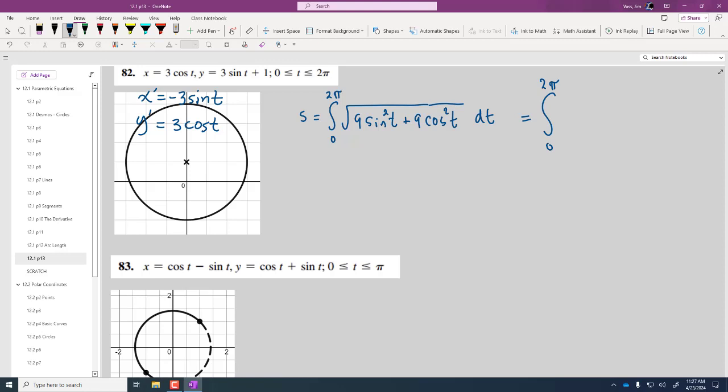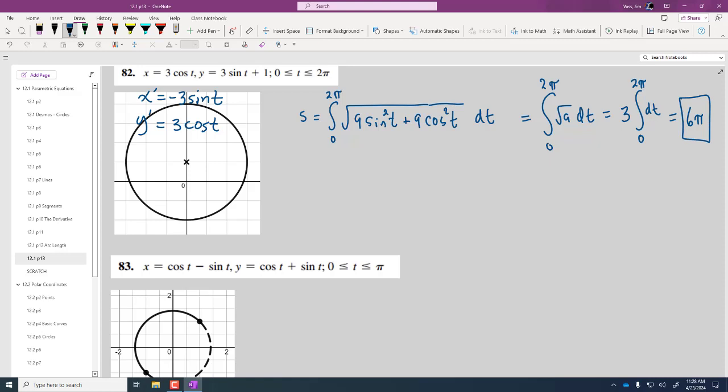And what is 9 sine squared plus 9 cosine squared? 9. Right? Sine squared plus cosine squared is 1. And so we end up with the square root of 9, which is 3. And what's the integral of dt from 0 to 2 pi? 2 pi. So that's 6 pi.